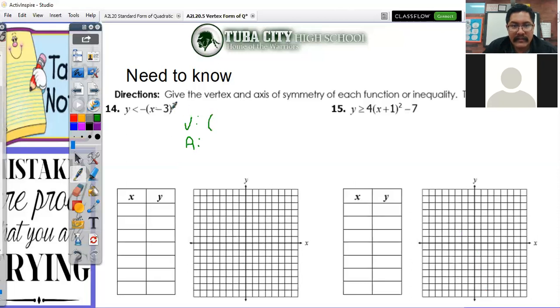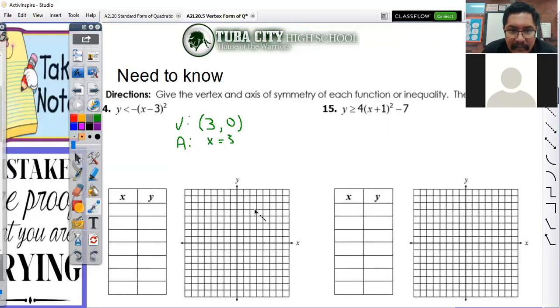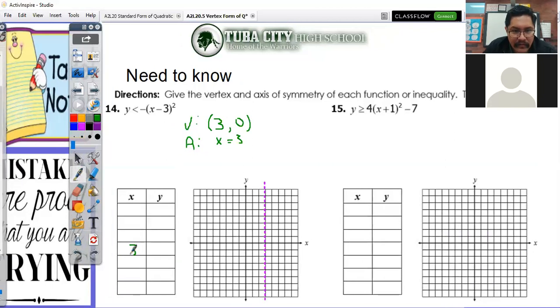So vertex. And this is going to be opposite of -3, so that'd be +3, okay? And then now this one would be 0. And axis of symmetry would be x equals our x value, which is 3. So now in this case, yeah, I am going to put an axis of symmetry here because it says that it wants it. And I'm going to put 3 and 0, so -2, oh, no, hold on, not -2, I need regular 2.